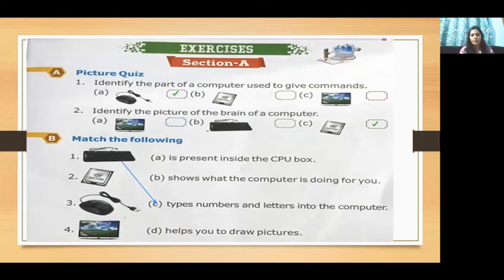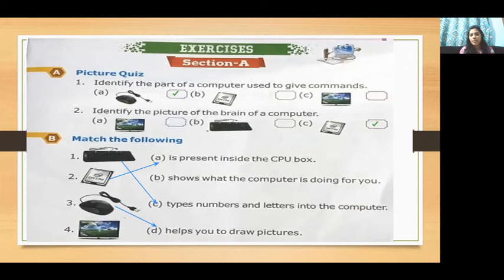Option C. Okay, have you completed? Second one, it is a CPU. It is present inside the CPU box. Option A is the answer. And this is a mouse. Third question, it is a picture of a mouse. Yes, mouse helps you to draw pictures.